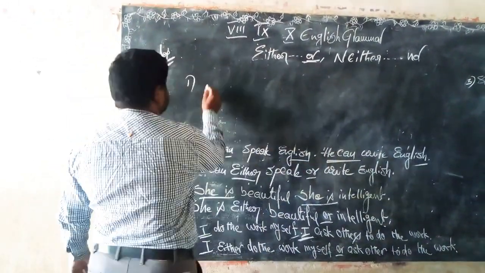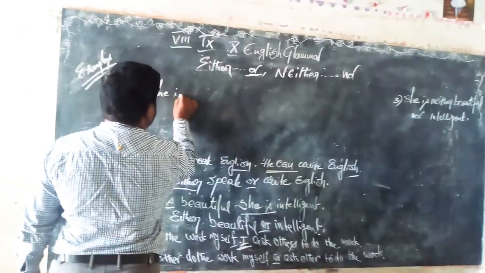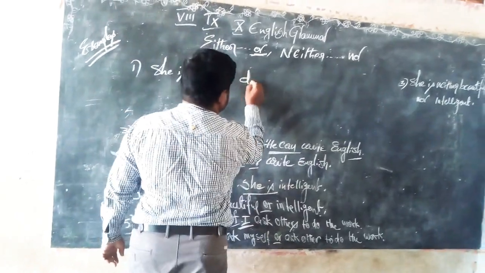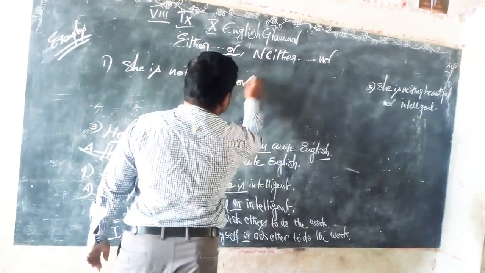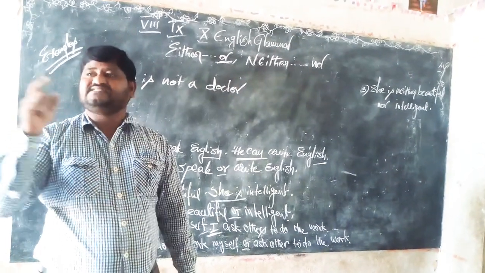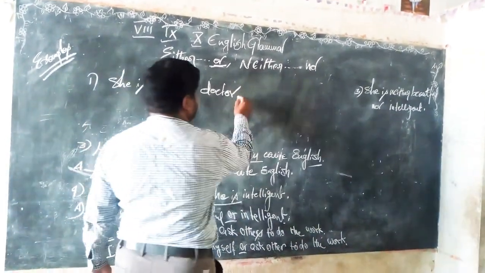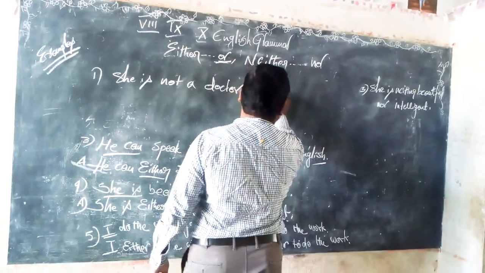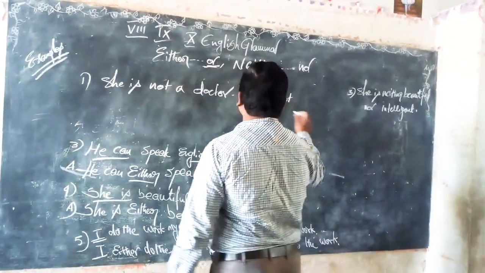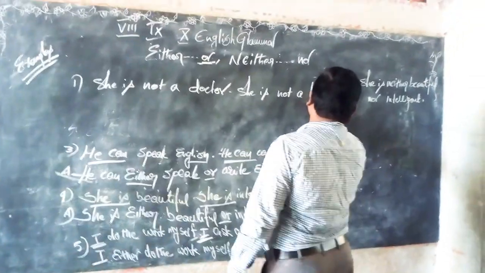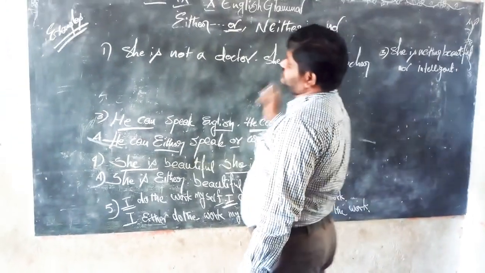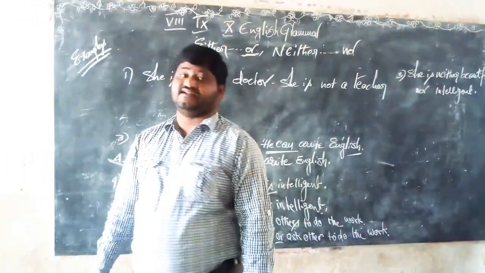She is not a doctor. This is the first sentence. And the second sentence: she is not a teacher. Friends, this is the sentence for neither nor.